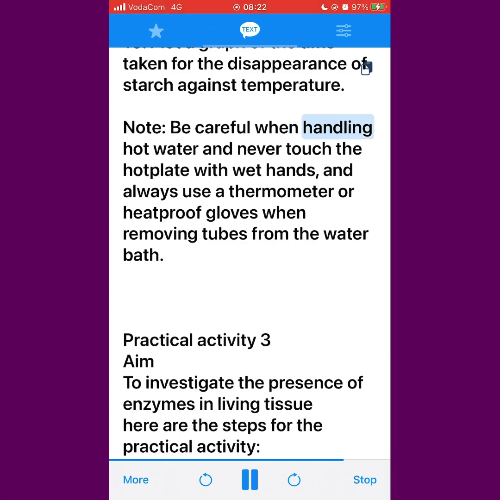Note: be careful when handling hot water and never touch the hot plate with wet hands, and always use a thermometer or heat-proof gloves when removing tubes from the water bath.